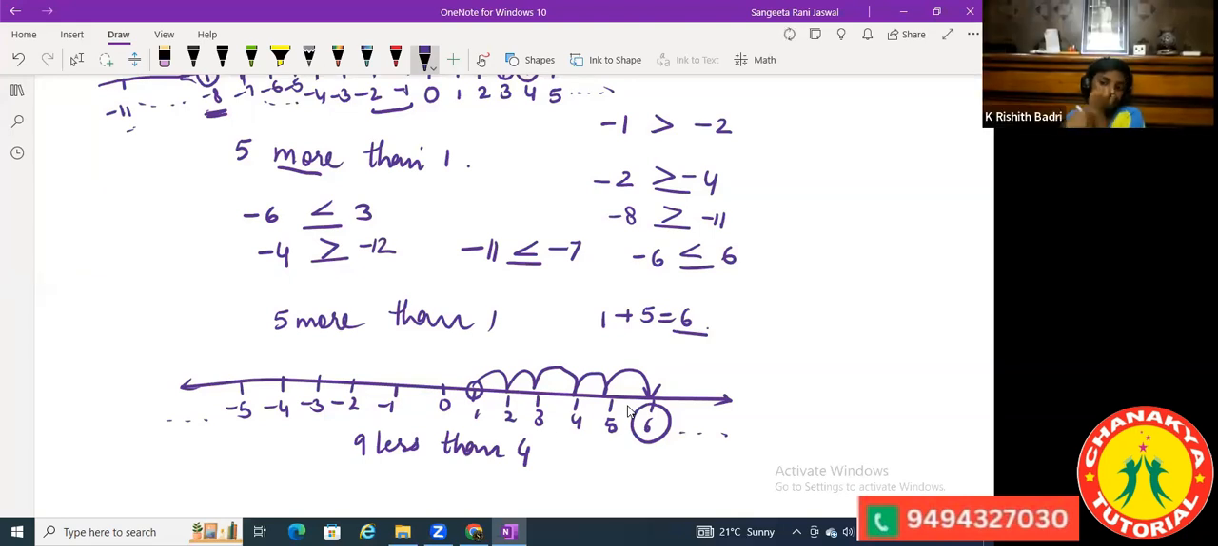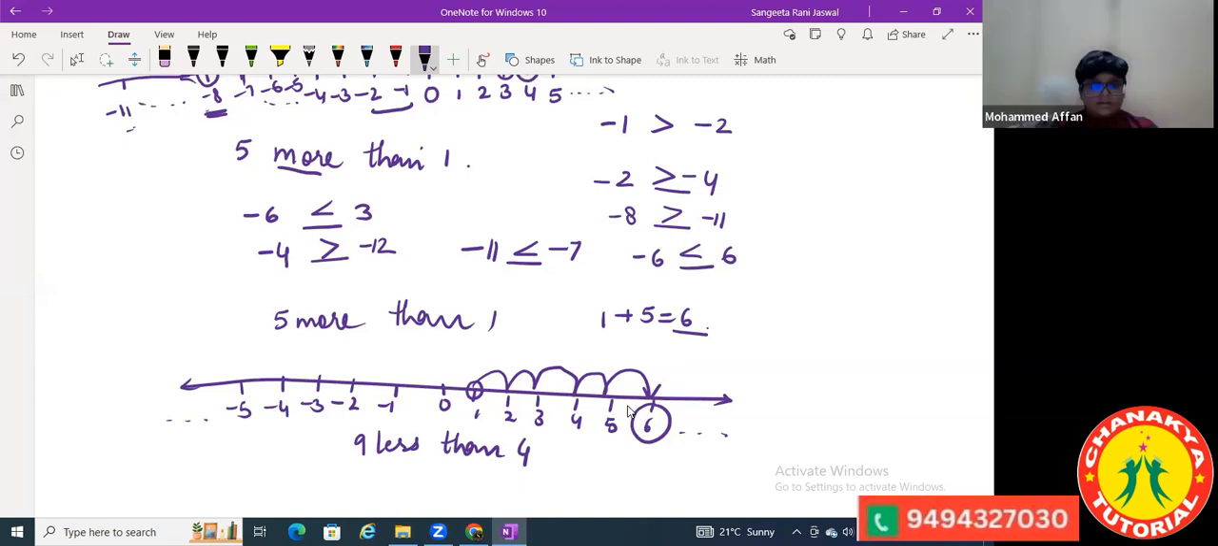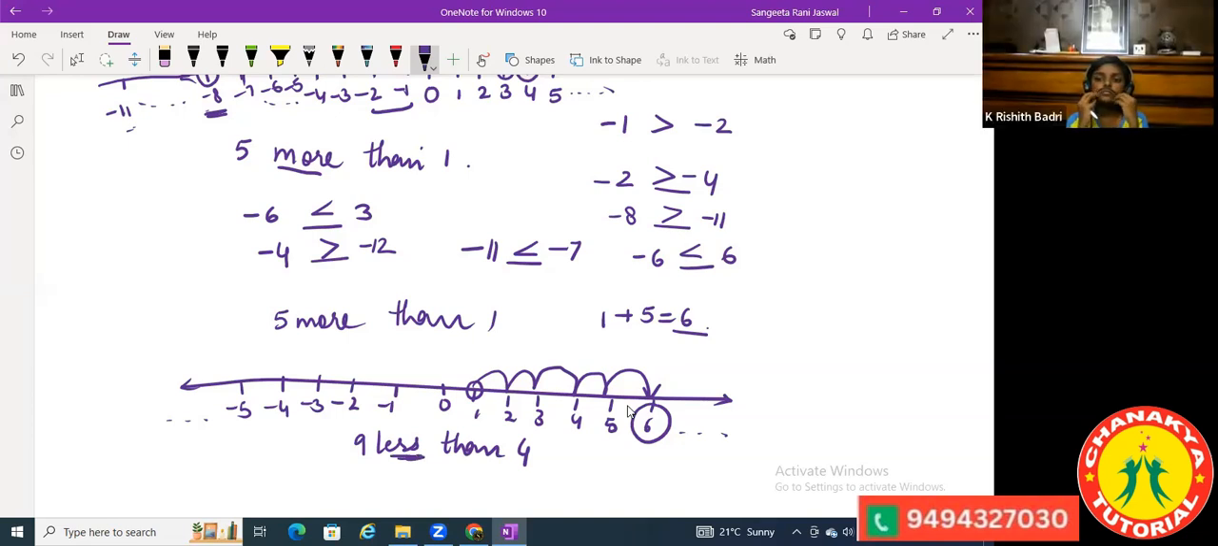It will be -5. Please mute, I'm asking Afan. Now we will go 9 steps back from 4. Whenever less is written, you have to move, that is subtract, you have to take steps towards the left side.